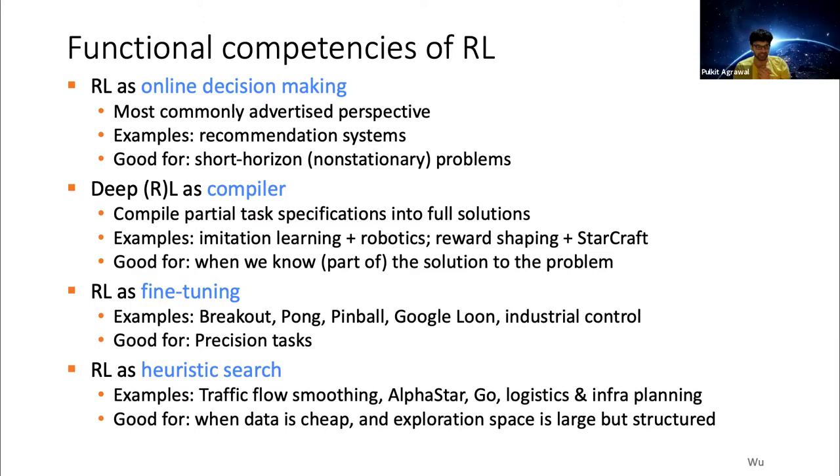Another interpretation is that action primitives is not really an RL problem. Action primitives is some clustering of actions which can help us solve the exploration issue. You could apply action primitives to any one of these definitions, right? In online decision making, in RL as compiler, or fine tuning, or heuristic search, it almost feels like action primitives might be complementary to how. Right, it might be a different axis. Yeah. Good. Okay.